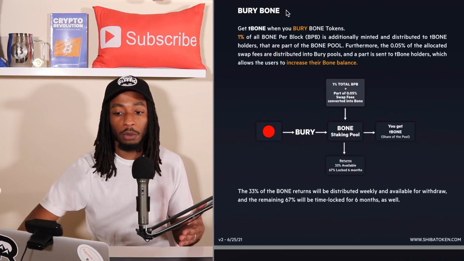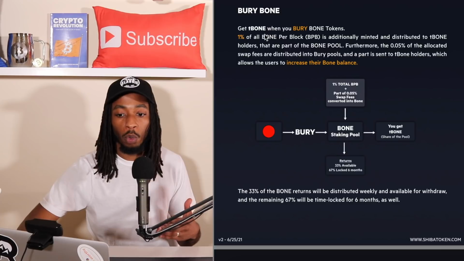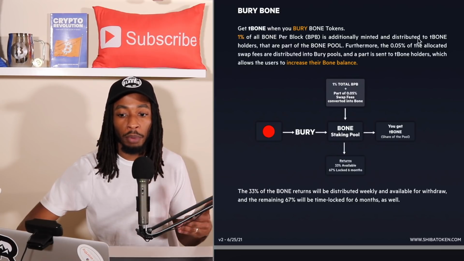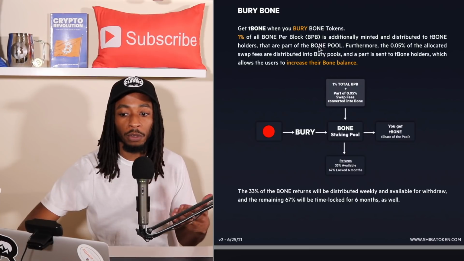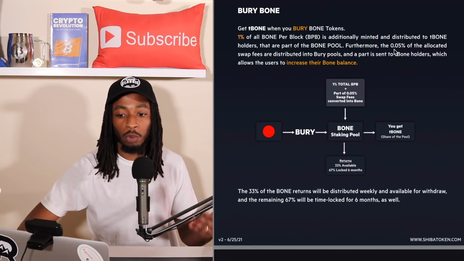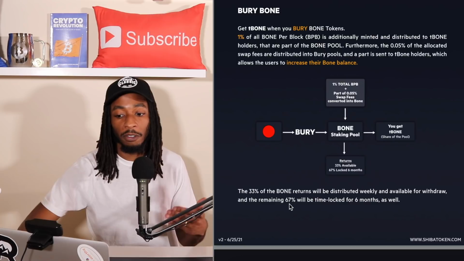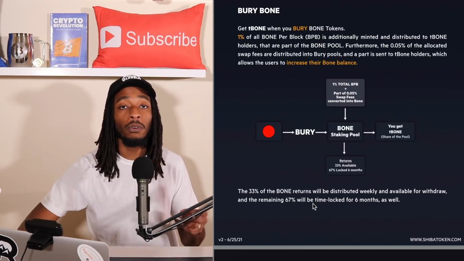So when staking your bone tokens, or in ShibaSwap terms, burying your bone, the staking pool of bone will acquire 1% bone per block, which is going to be distributed to the bone holders that are a part of the bone staking pool. Furthermore, it will get 0.05% of the allocated swap fees distributed into these staking pools. And then here's the diagram of how this breaks down. And so 33% of bone returns will be distributed weekly and be available for withdrawal. And then of course the remaining 67% will be time locked for 6 months.